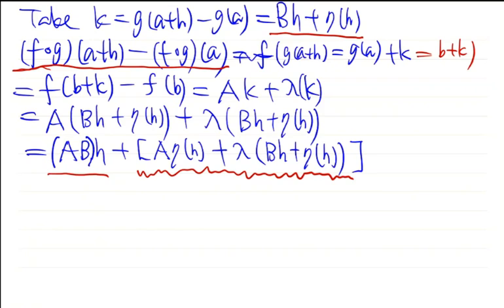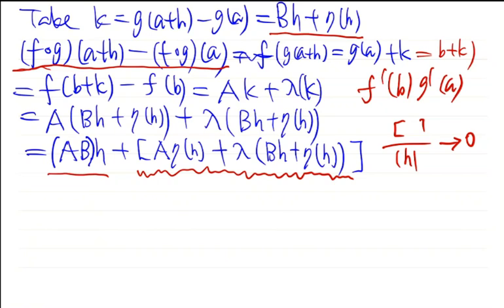Okay, so if the remainder term divided by the norm of h goes to 0, then this by definition means that the composition is differentiable at the point a, and the derivative is ab. ab is precisely f prime of b times g prime of a, and the theorem is proved. So we only need to prove that the remainder term divided by the norm of h goes to 0 as h goes to 0. Okay? Now, for the remainder term, we consider the first part.